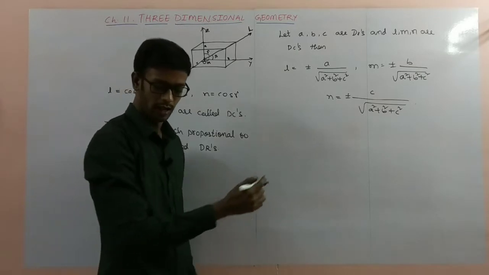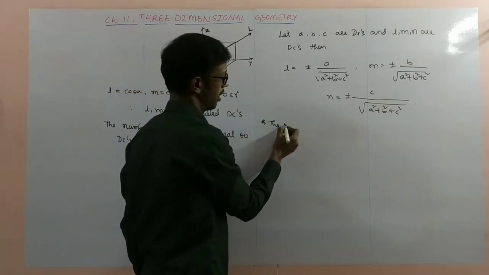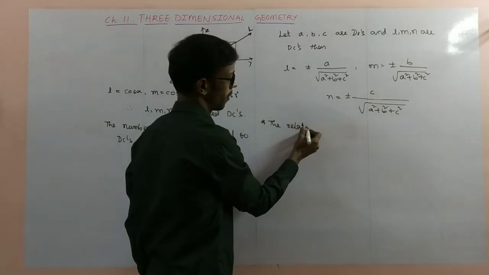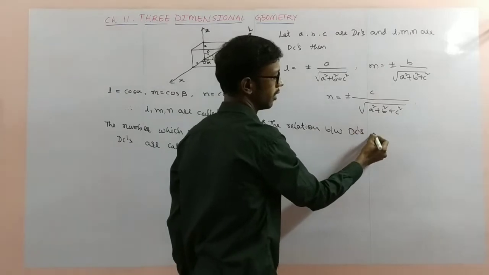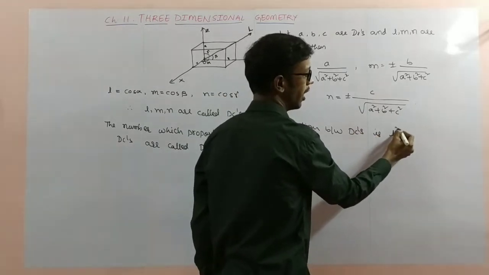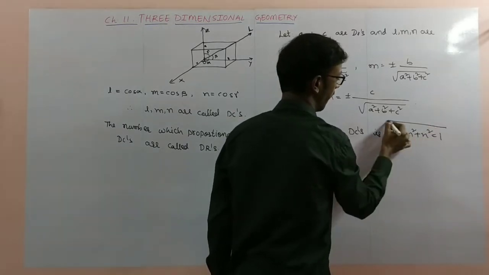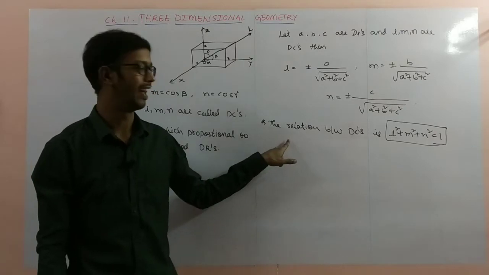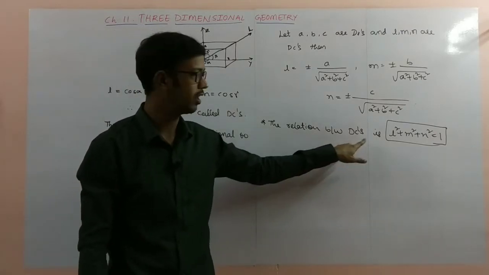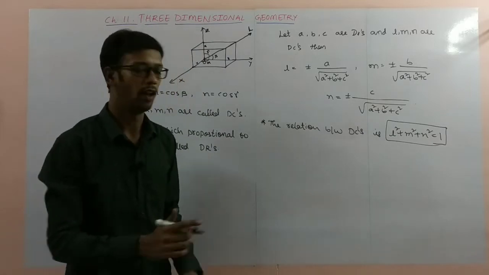Next, the relation between direction cosines is l square plus m square plus n square equals 1.